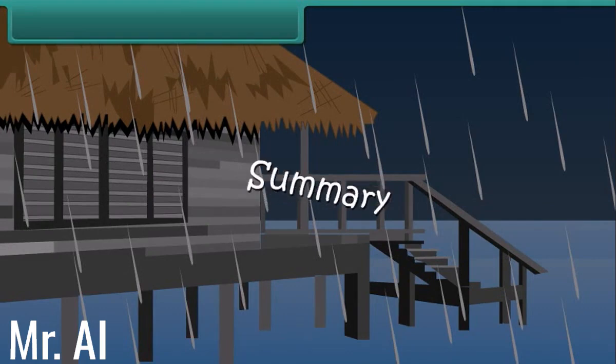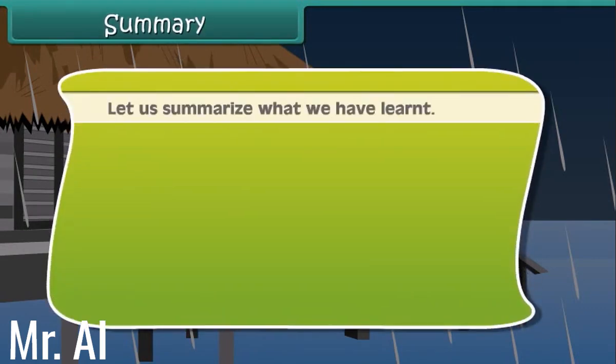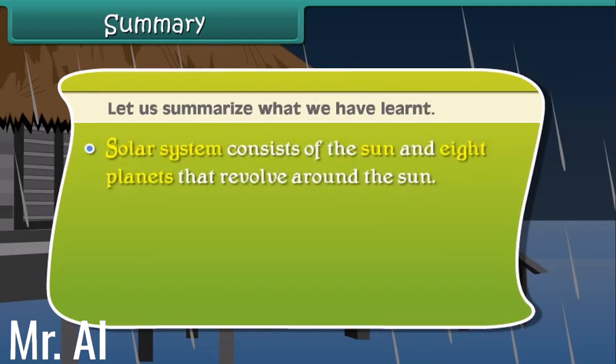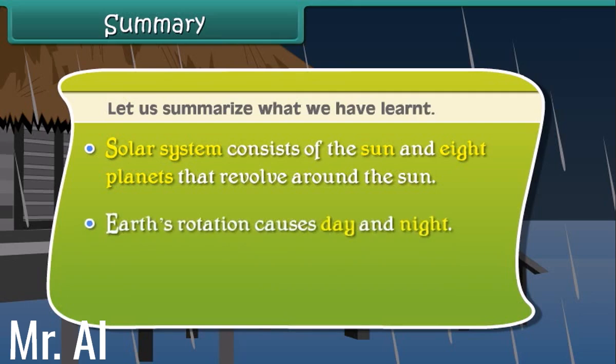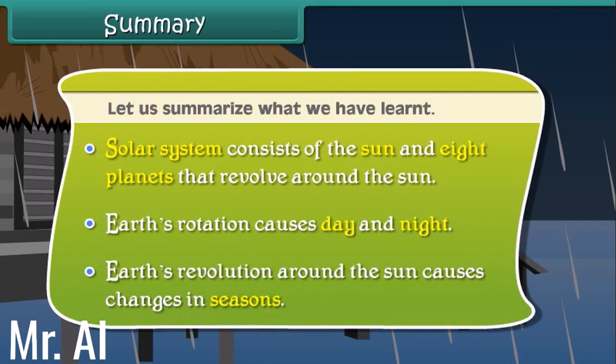Summary. Let us summarize what we have learned. Solar system consists of the Sun and 8 planets that revolve around the Sun. Earth's rotation causes day and night. Earth's revolution around the Sun causes changes in seasons.